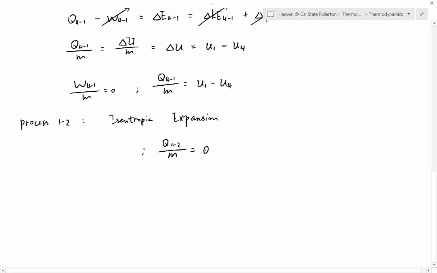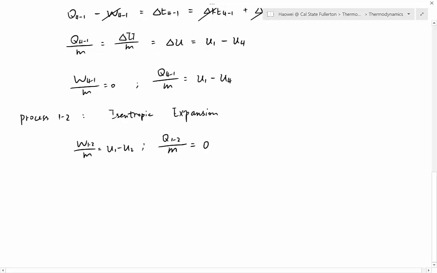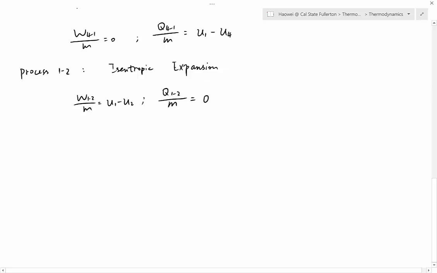Now we have heat transfer. We're looking for work. What equation? First law again, and make sure you use the short one. The solution for work is W 1 to 2 per unit mass, and it is equal to u1 minus u2. Okay, and then we move on to process 2 to 3.